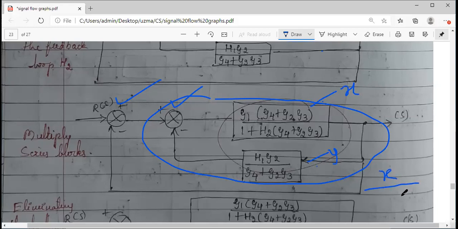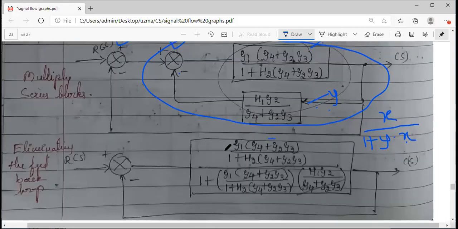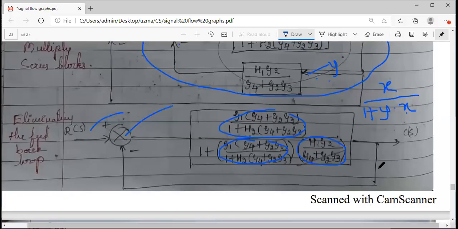So the transfer function is the forward gain divided by 1. Negative feedback, you have to take plus, 1 plus feedback gain into forward gain, and x, y you replace it with this. So I have written here, this is your x value divided by 1 plus x into y. So this feedback loop, if I eliminate, I will get this. Remaining r and 1 summing point, write as it is.